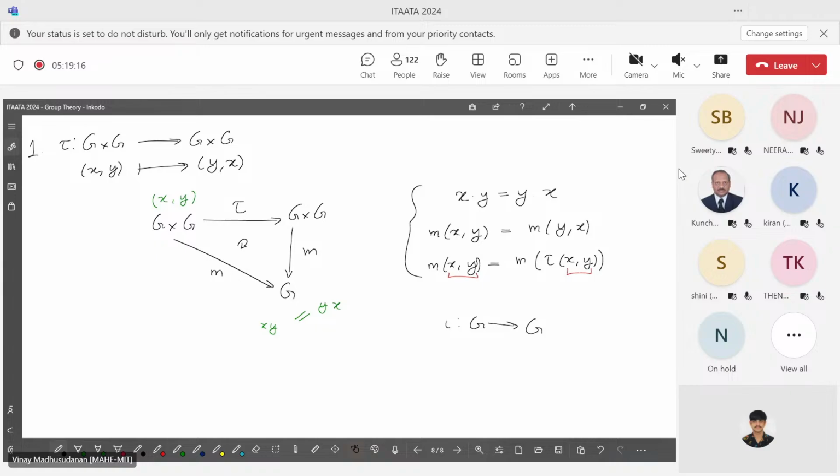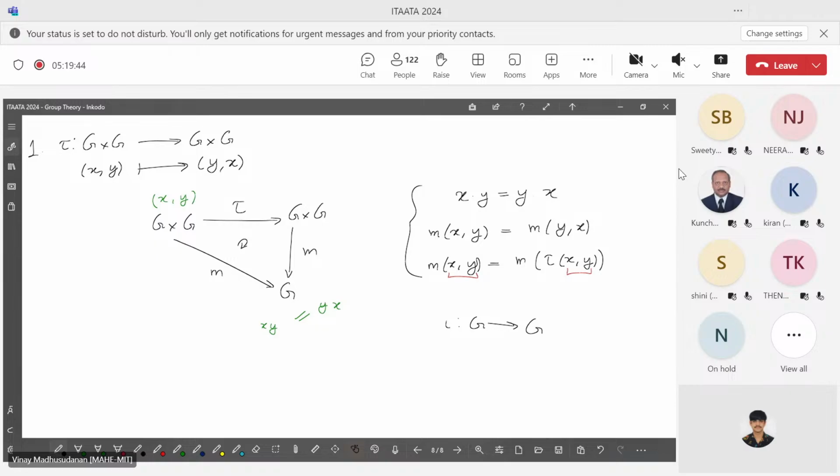Part 2. Define the function I from G to G, I of x equal to x inverse. That will be a homomorphism from G to itself, that is, an endomorphism of G, if and only if G is abelian. Okay. Actually, this is a simple exercise well known to you. It is usually not expressed in terms of homomorphisms. I will just rephrase it in terms of morphisms.